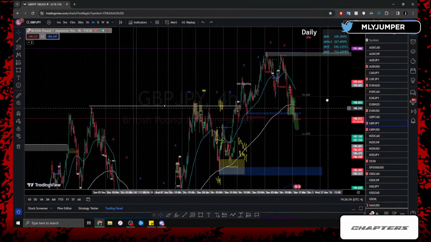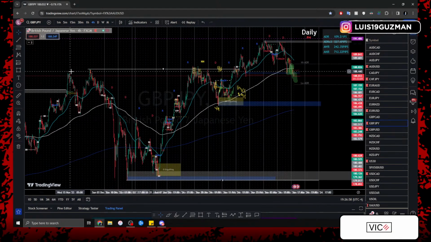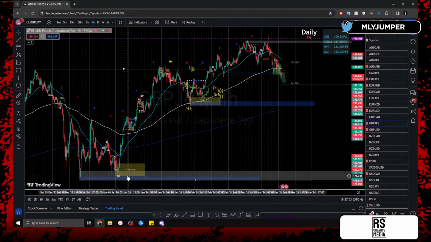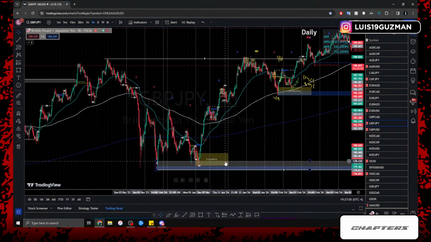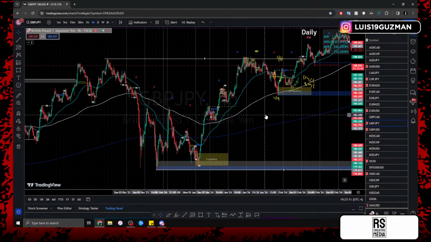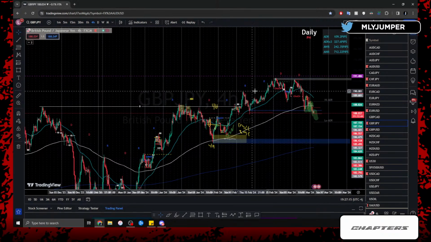Let me see, let's go back real quick. We had this high that broke here and gave us this low. This low broke here, gave us this high. It never broke this high, right? So then this is the high that broke, gave us this low. This is the high that broke, gave us this low.